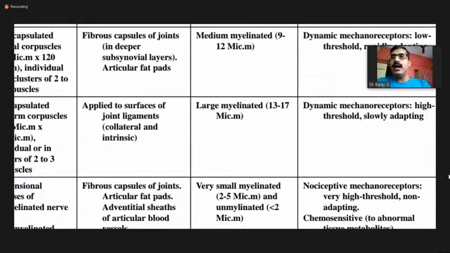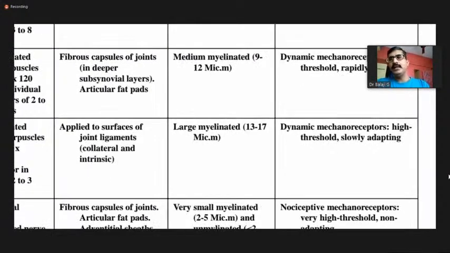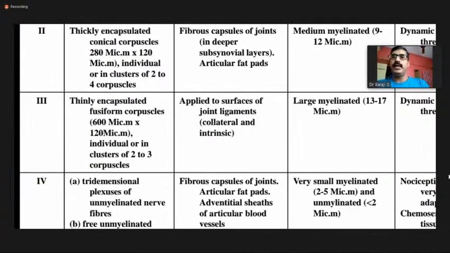The parent nerve fiber is large myelinated, 13 to 17 micrometers. So what are the characteristics? It is a dynamic mechanoreceptor, but it is high threshold and slowly adapting. Only type 1 and 2 are low threshold. Type 1 is low threshold, slowly adapting; type 2 is low threshold, rapidly adapting. Type 3 is high threshold and slowly adapting.